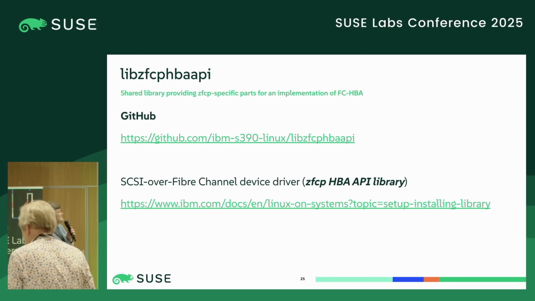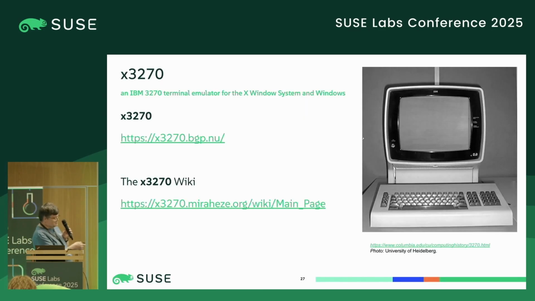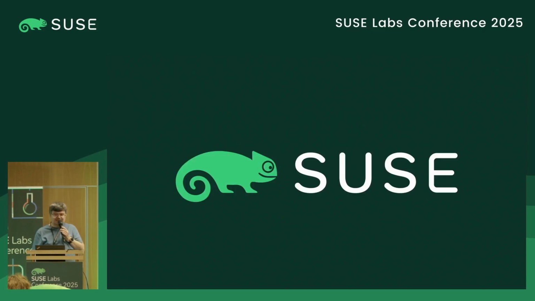And as the cherry on the ice cream, I will present you this x3270. This is a Model 2. It looks better. Here you can find more information about x3270 on this site, and there's a wiki page where you can find information about x3270. So that's it. This is my presentation.